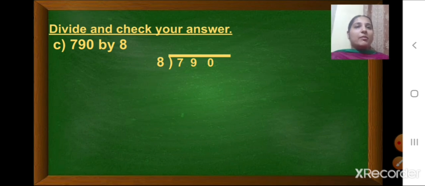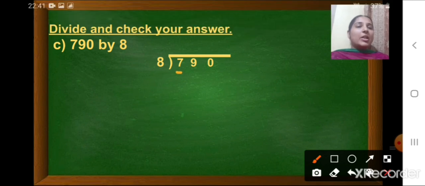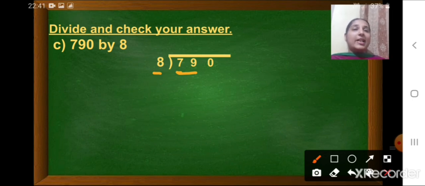So children, first we'll take the first digit. What is the first digit here? 7. But our divisor is 8, which is greater than 7. So what will we do? We will take one more digit. So now it becomes 79. Now just see the table of 8. 8 how many times will give you 79 or less than 79?